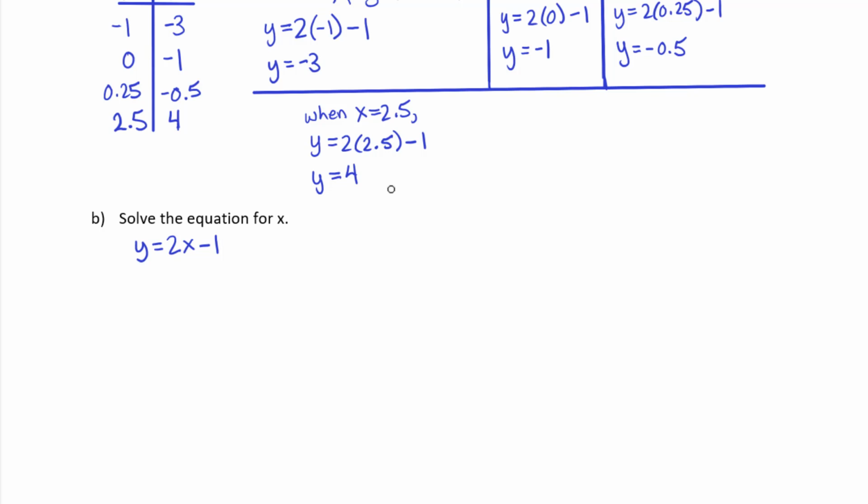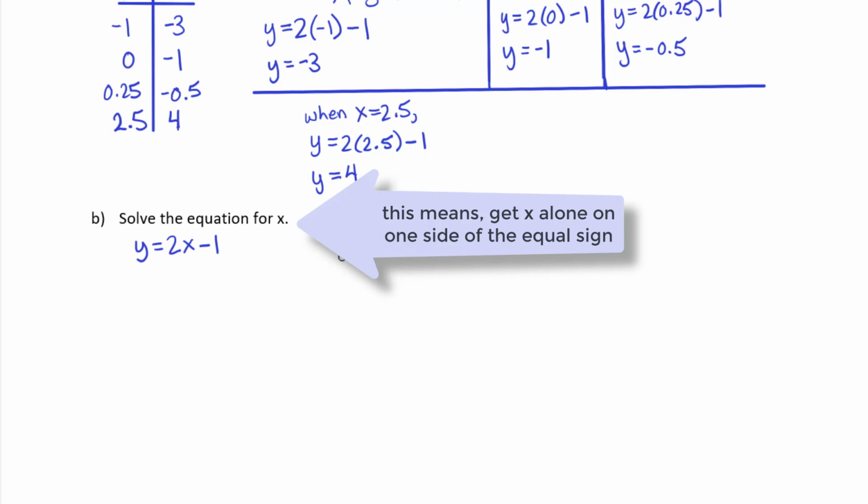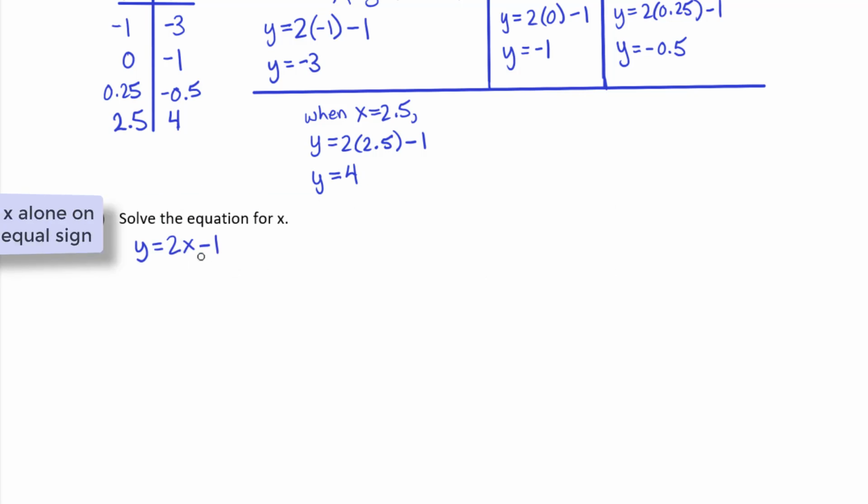The steps I'm about to take can be done in many different orders, but the idea that we're going for, whichever order we take, is that we want to get x alone on one side of the equal sign, just as y is alone on one side of the equal sign right now. So solving the equation for x means getting x alone on one side of the equal sign.